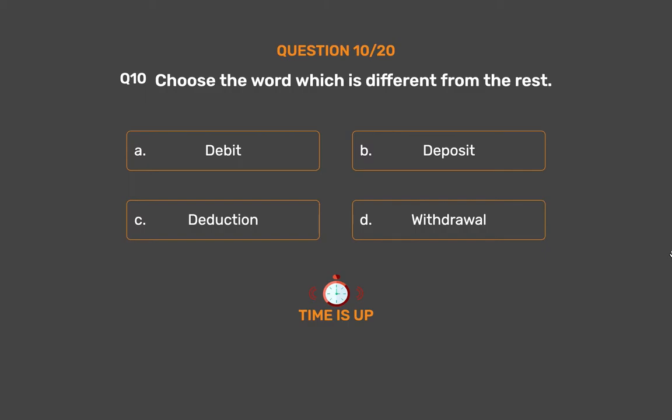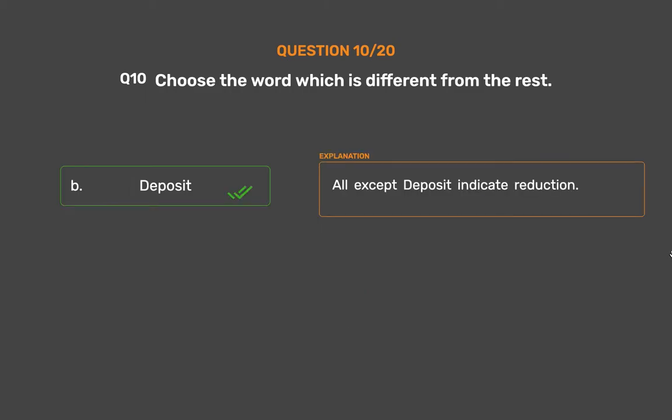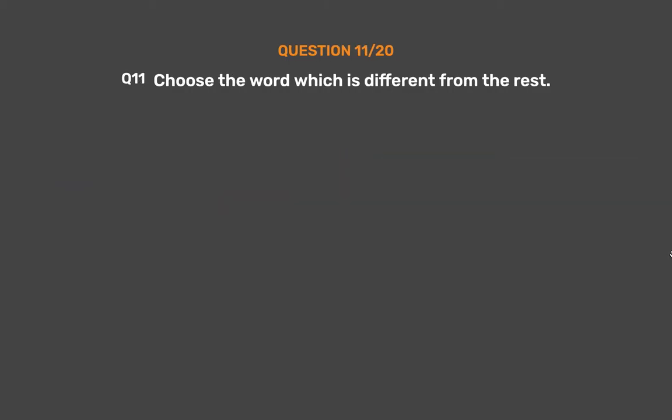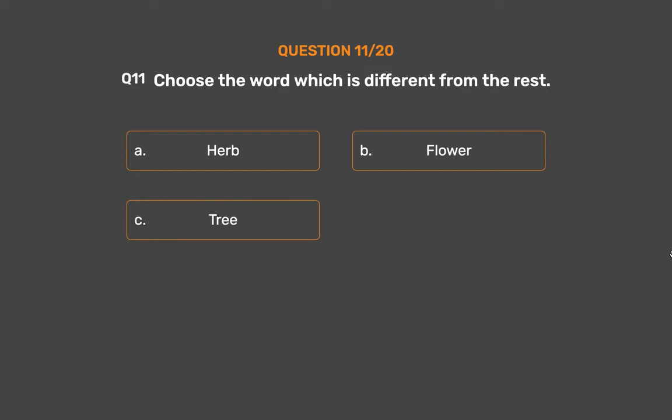The correct answer is Option B. Deposit. All except deposit indicate reduction. Question number 11. Choose the word which is different from the rest. Option A, herb. Option B, flower. Option C, tree. Option D, shrub.